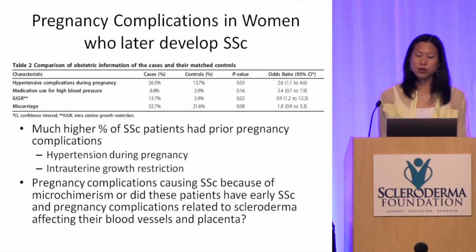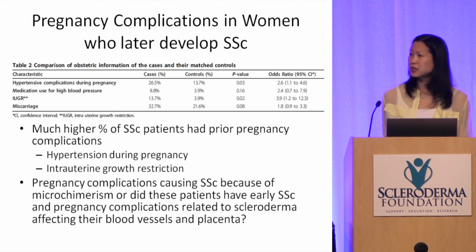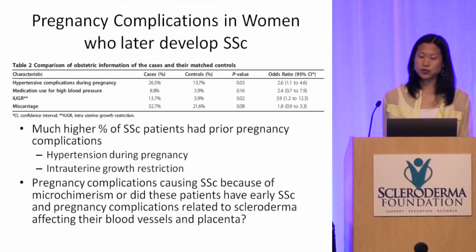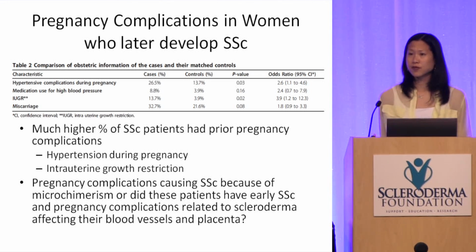So this study looked at the pregnancy complications in women who later went on to develop systemic sclerosis. And they found that there was a much higher percentage of scleroderma patients who had prior pregnancy complications, including hypertension during pregnancy and intrauterine growth restriction, compared to controls. So about a 2.5-fold higher risk for hypertensive complications during pregnancy, and about a 4-fold increased risk for intrauterine growth restriction in those patients who later went on to develop scleroderma.